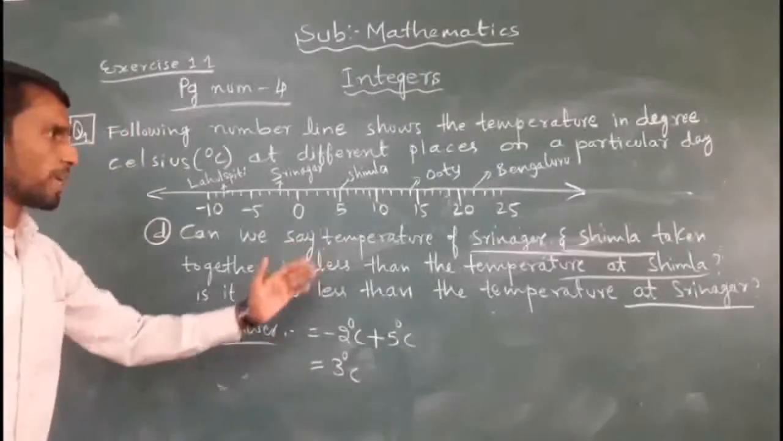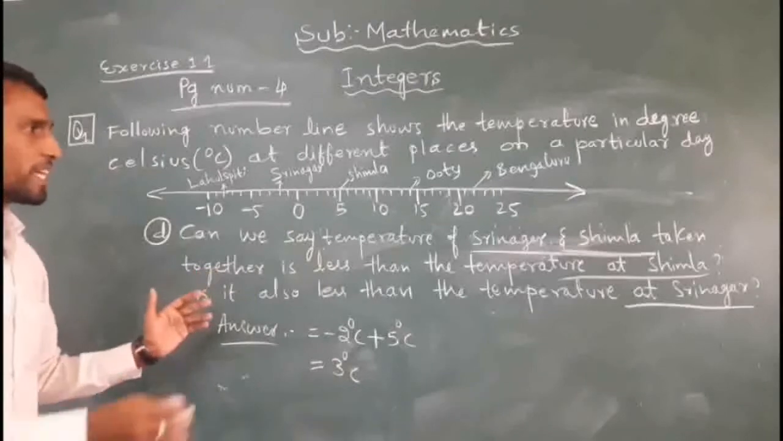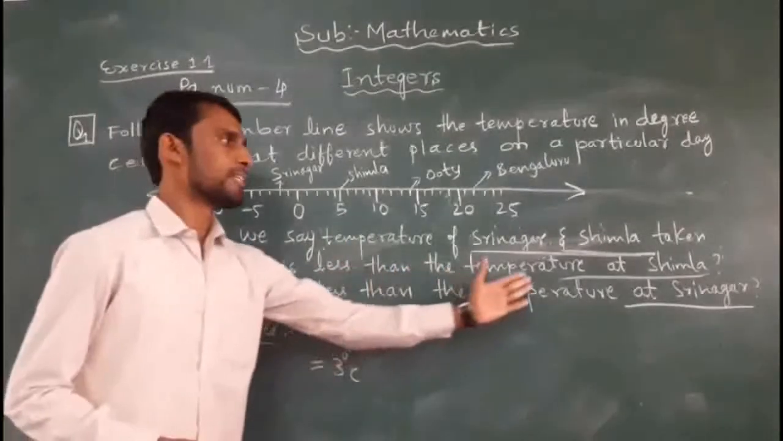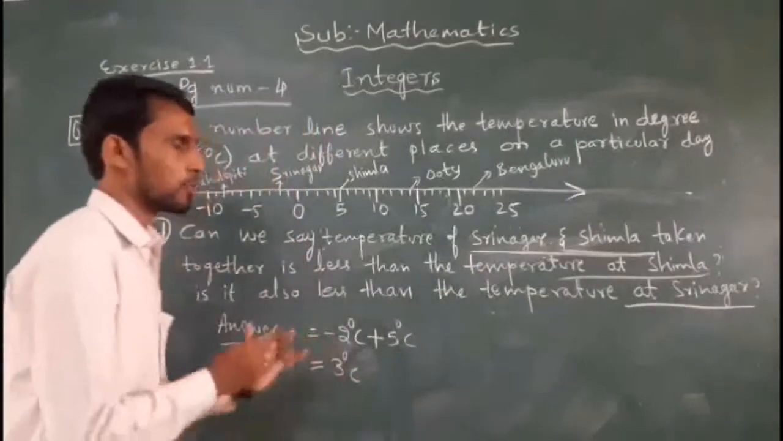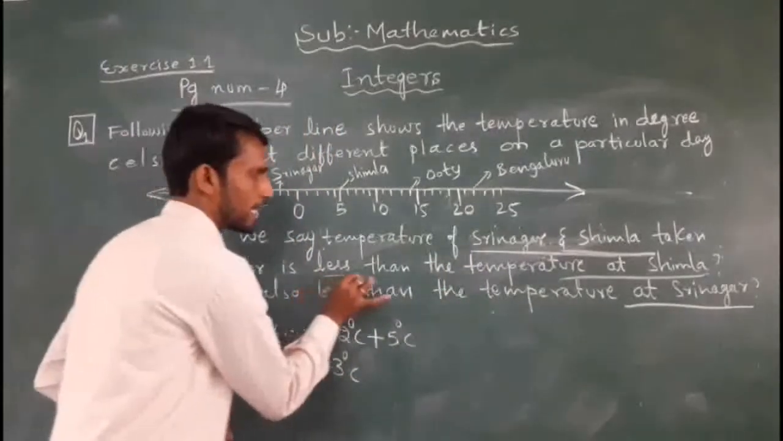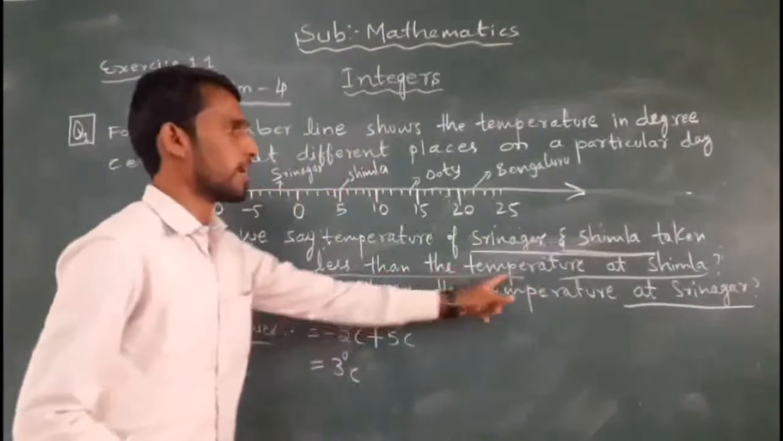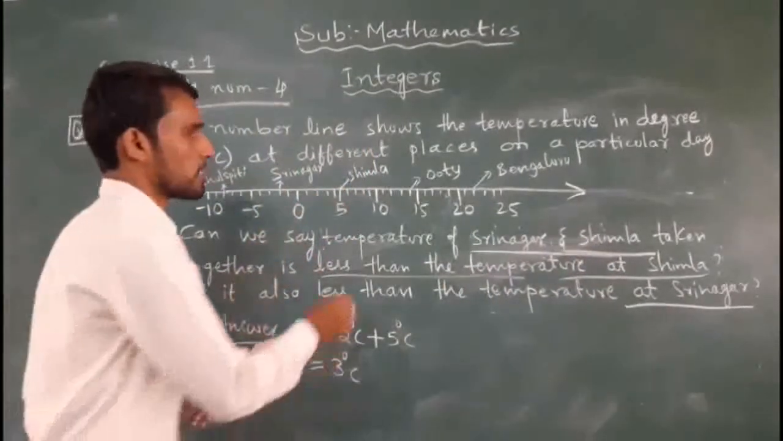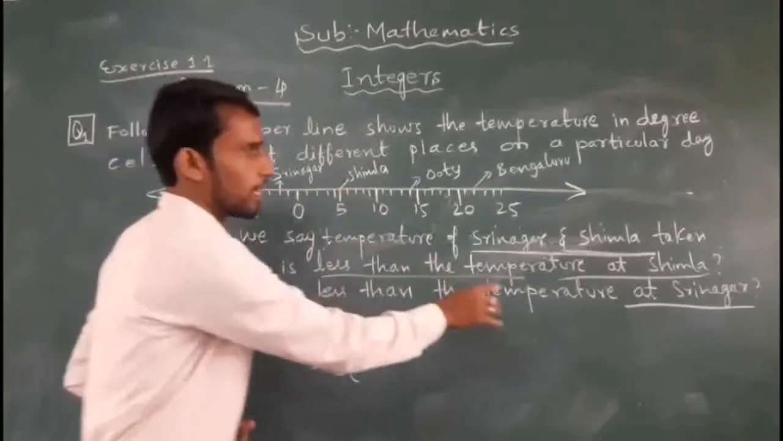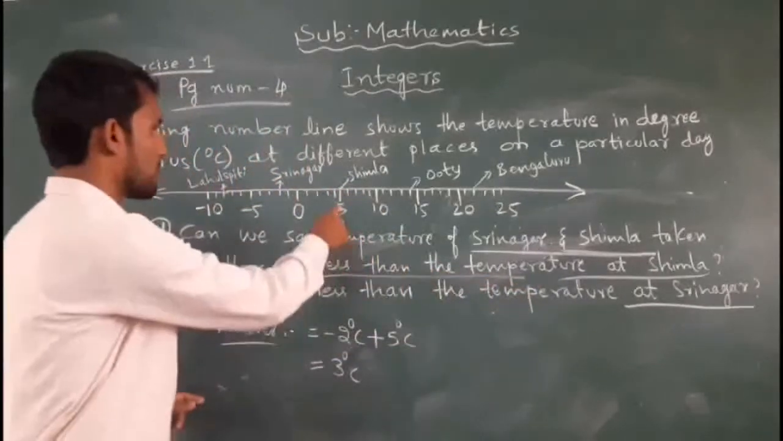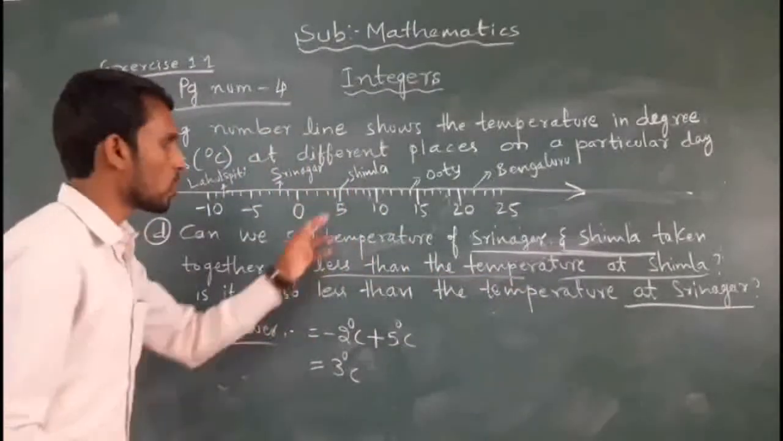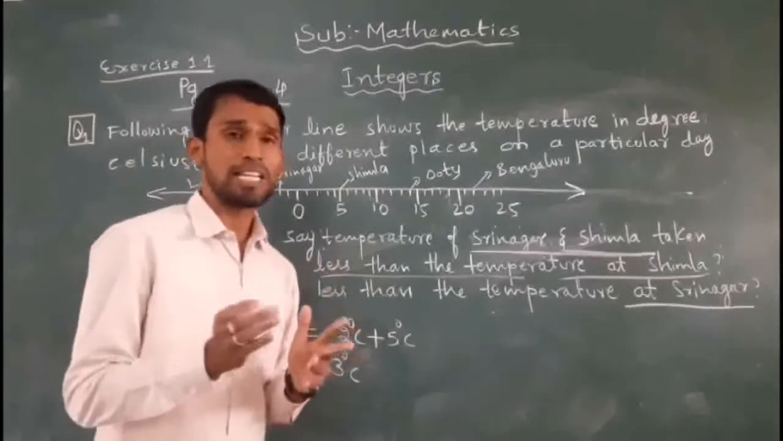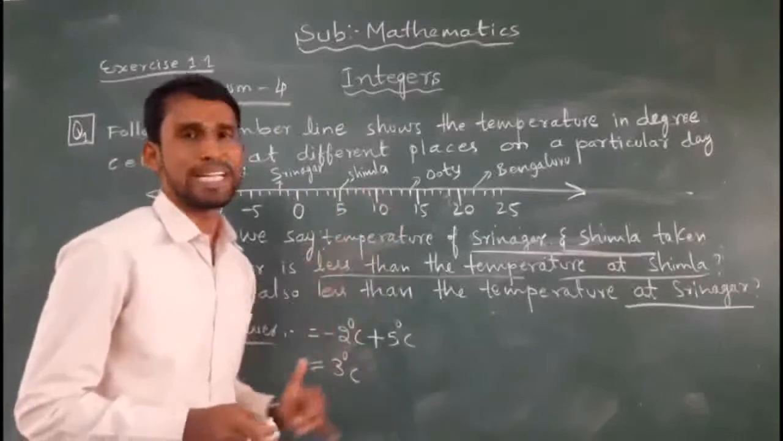Next part, we have to find out if we take these two places together, that is less than the temperature at Shimla. See, I am taking this part, less than the temperature at Shimla. We have to see the temperature of Shimla, how much? The temperature of Shimla is 5 degrees Celsius. So this is less than the temperature of these two cities.